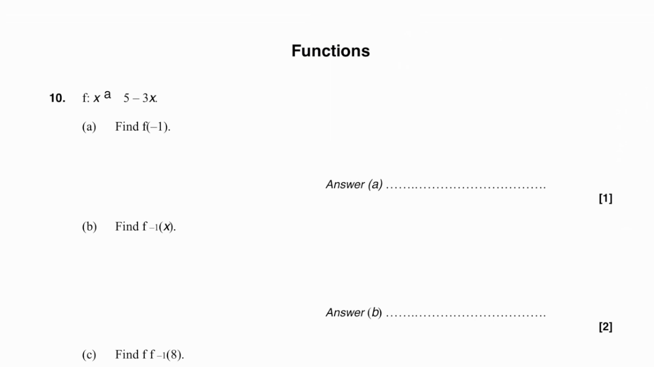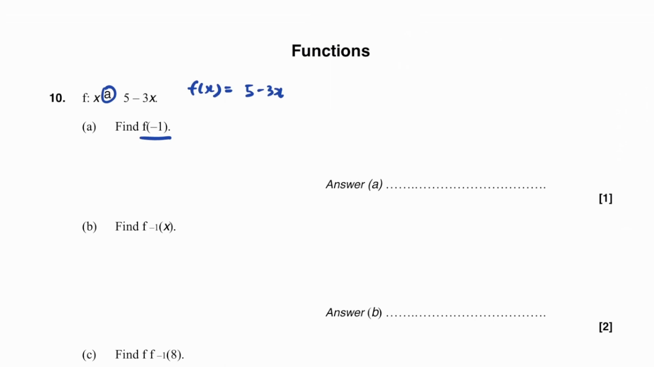So f of x is equal to 5 minus 3x. So what you need to do, sorry, this might be misprinted. So f of x is equal to 5 minus 3x. So given f of negative 1, what will be your answer?